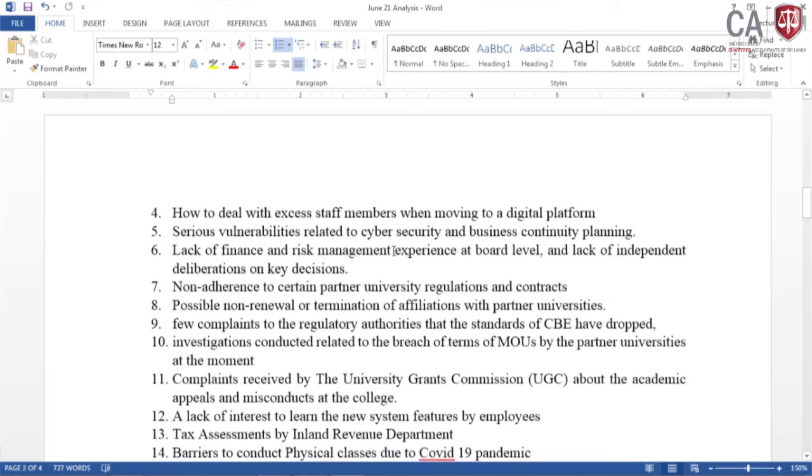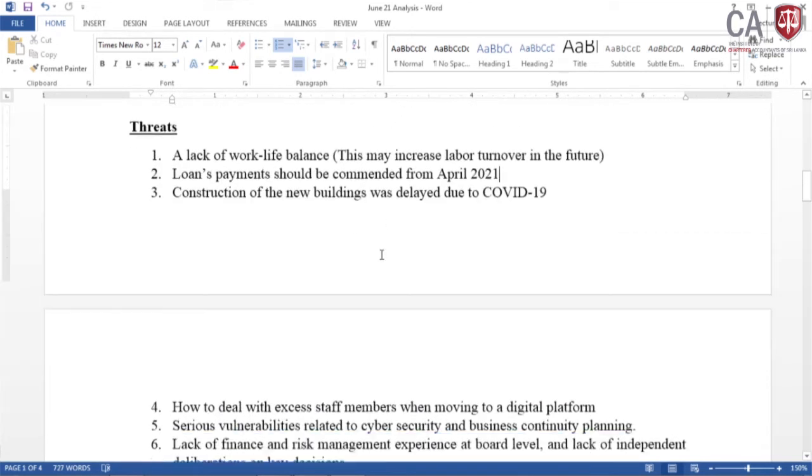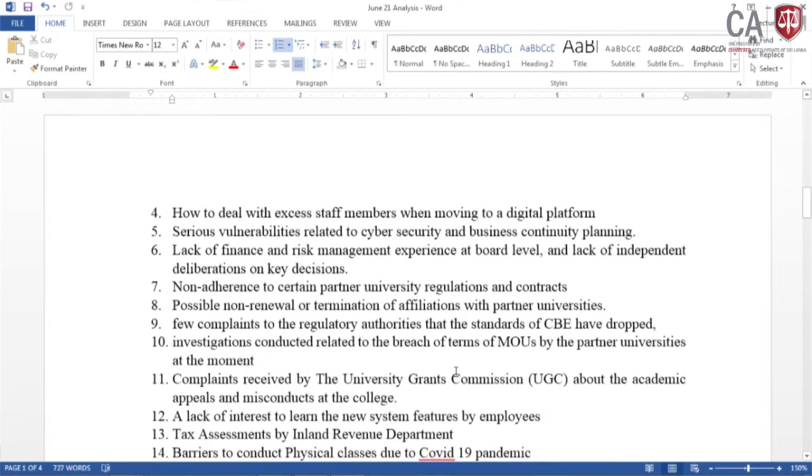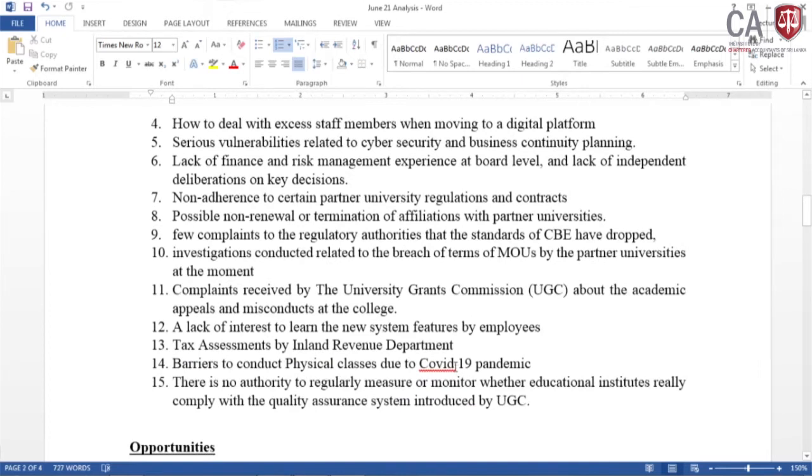Then how to deal with excess staff members when moving to a digital platform. That may reduce the number of employees required, that was given in the case. So, what is the strategy for dealing with them? It is a threat. Serious vulnerabilities related to cyber security and business continuity planning, again a threat. Our system can be hacked.